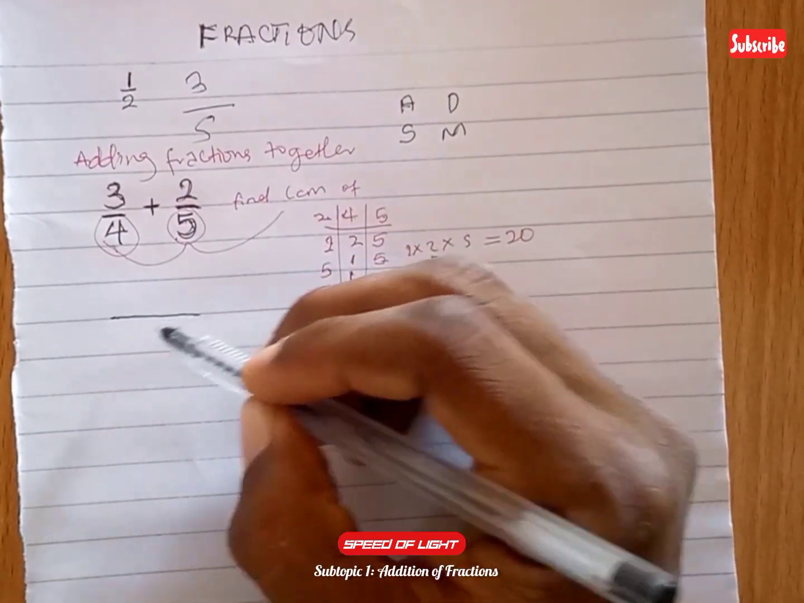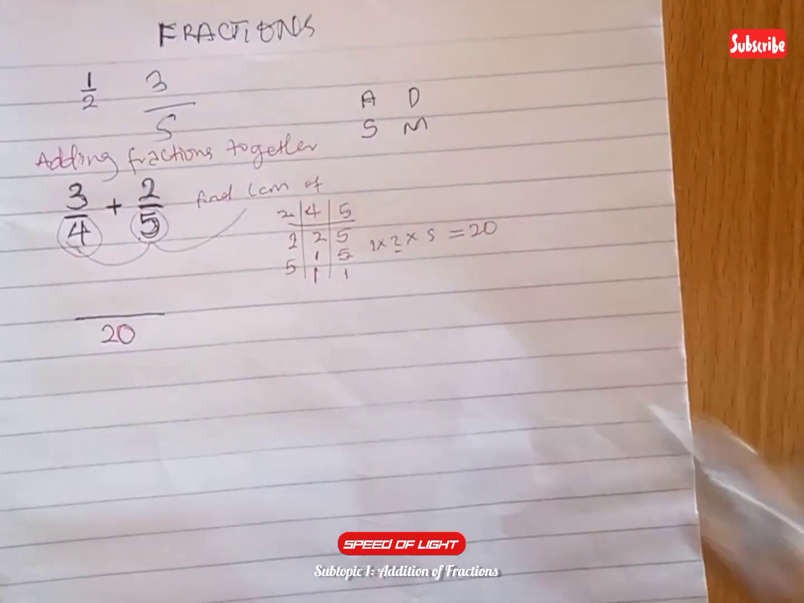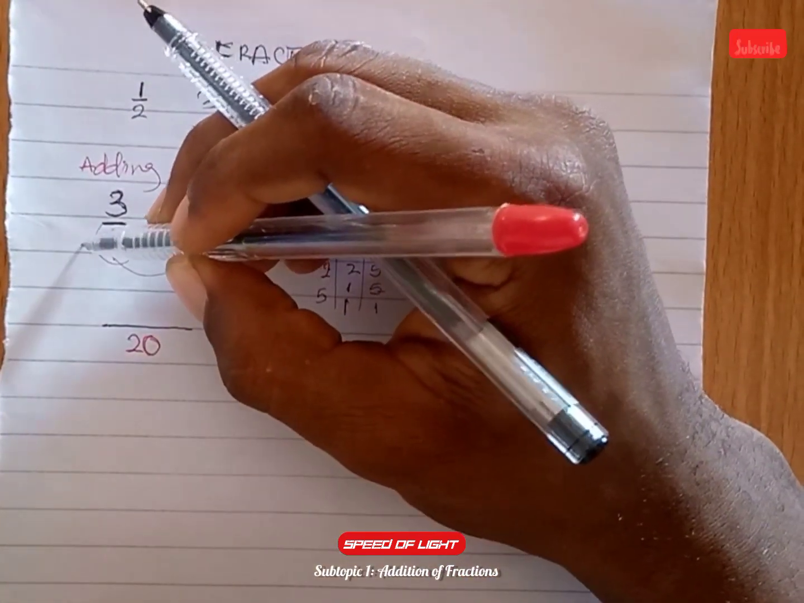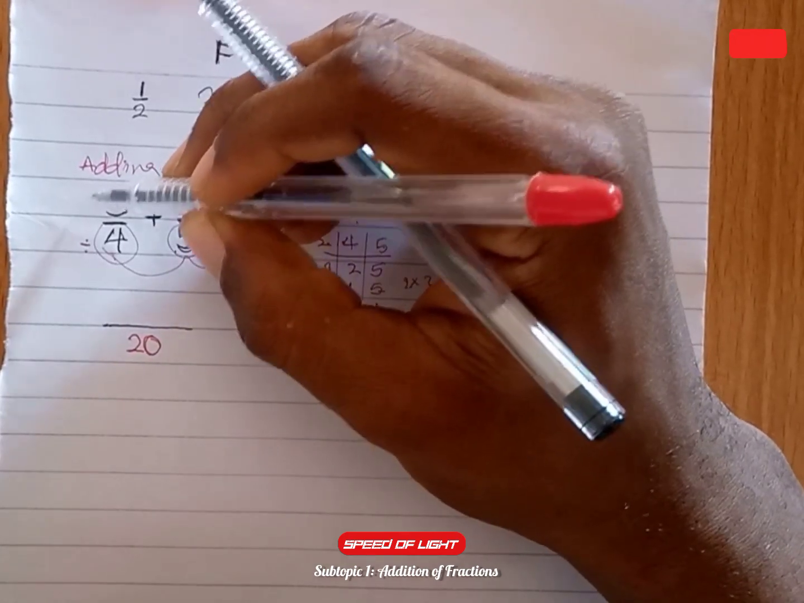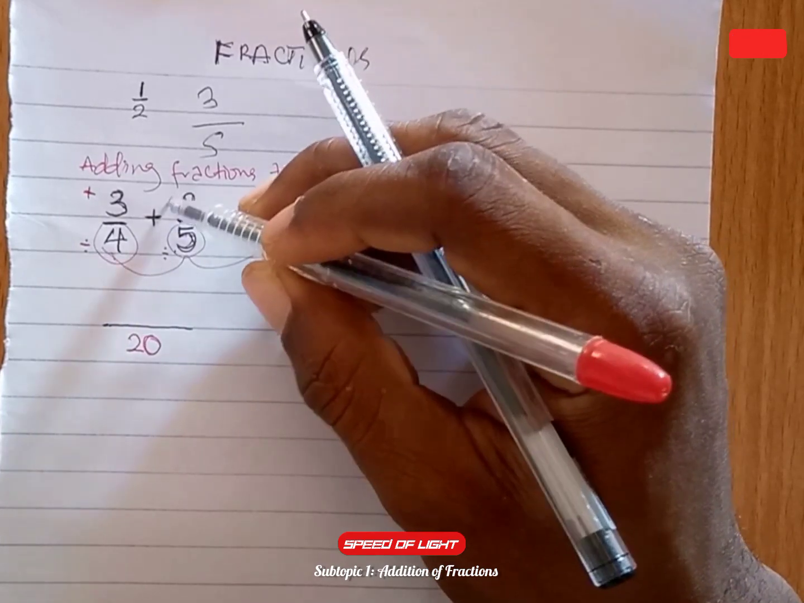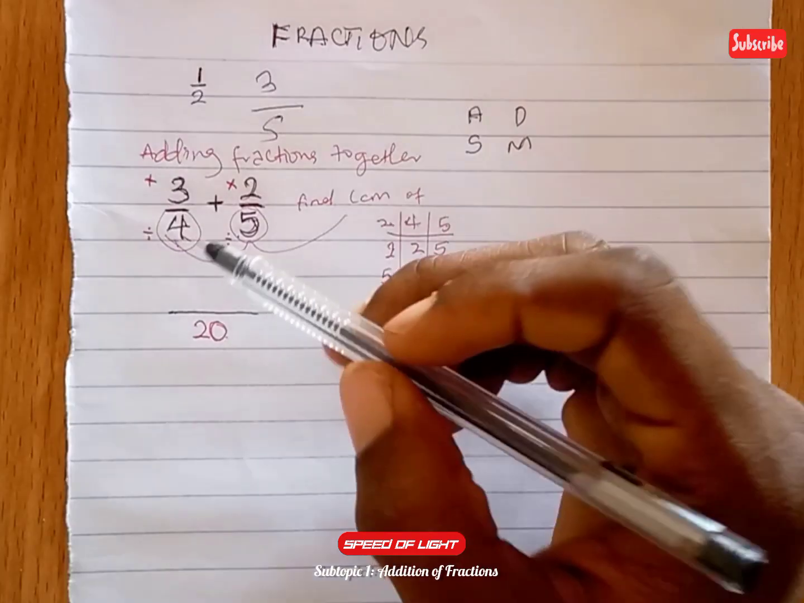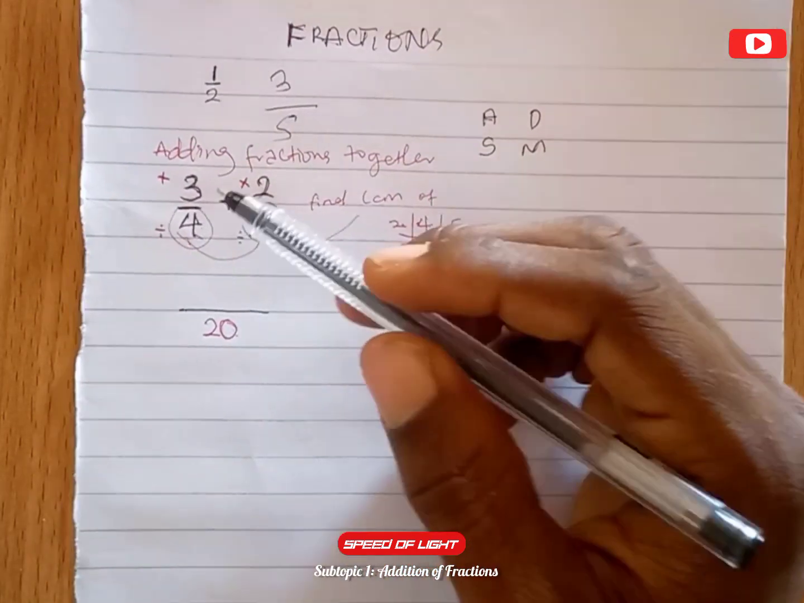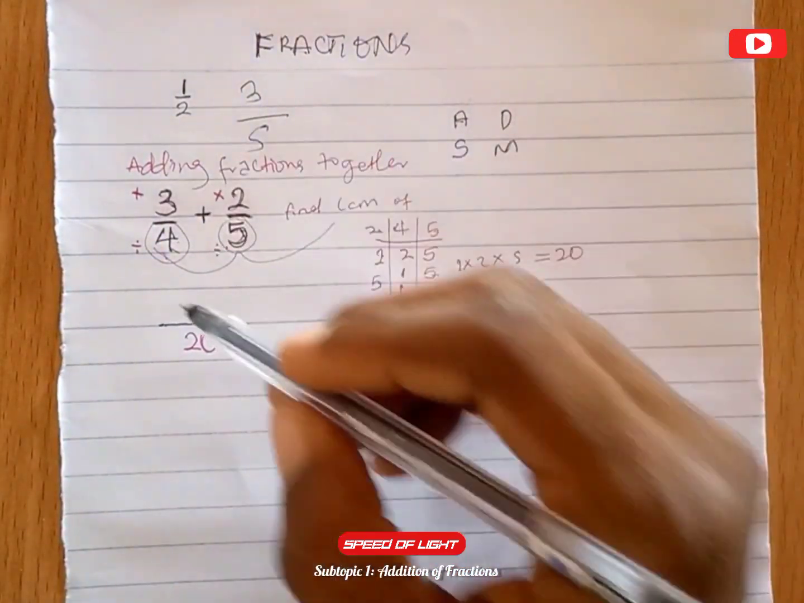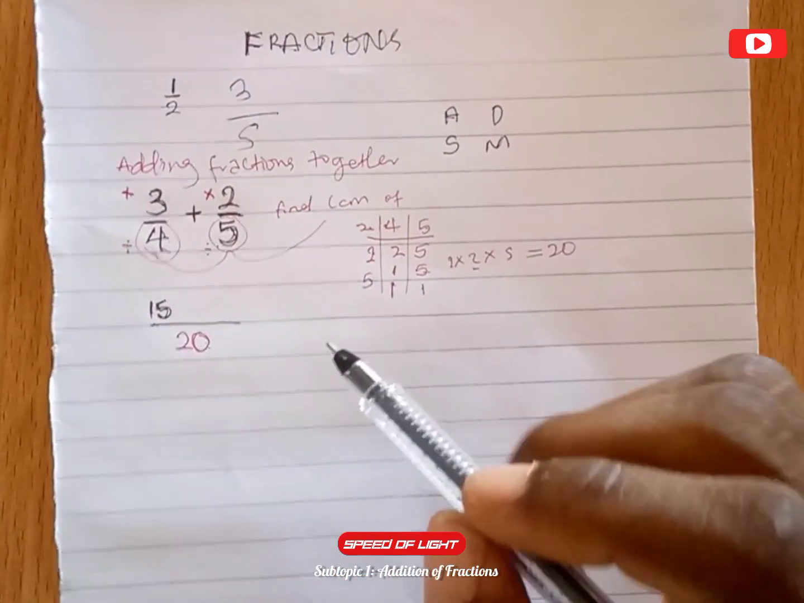We draw a straight line. We write our 20, which is now the denominator, the LCM of those two numbers. Now there's a trick I want you to understand here. The denominator we divide, then the numerator we multiply. You see that? The denominator we divide, the numerator we multiply. A very simple trick. Just observe it. So now 20 divided by 4 gives us 5. So 5 times 3 gives us 15. Do you see that? 15.